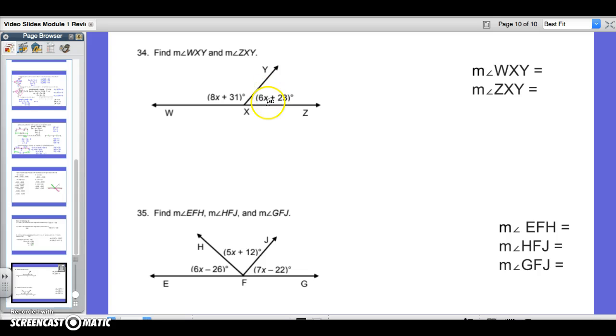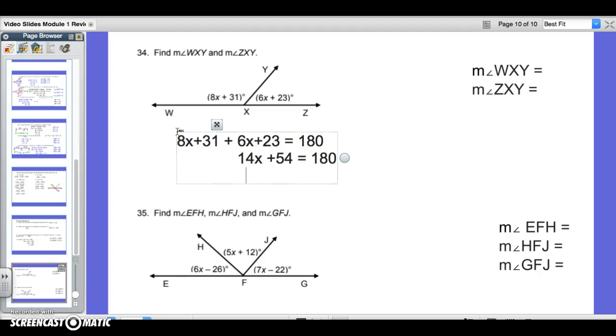So here we are. We have this drawing, and sometimes it's really hard to interpret these drawings, but what I see is that this is a straight line, and these two angles together make this straight line. So that means that they're a linear pair and they're supplementary, which means they add up to 180 degrees. So you're going to say 8x plus 31 plus 6x plus 23 is equal to 180 degrees. So combining like terms, you're going to get 14x plus 54 is equal to 180.